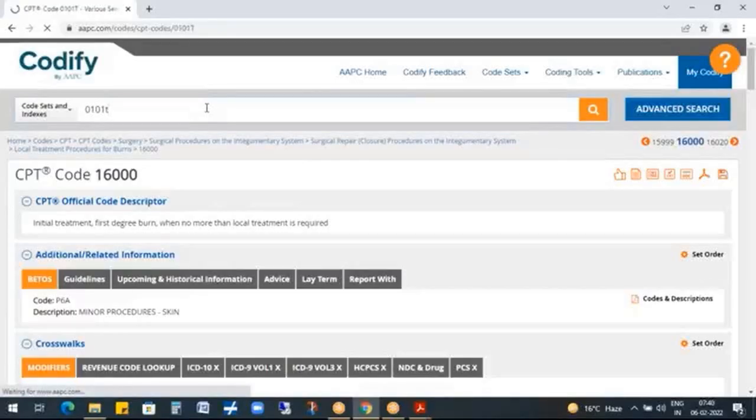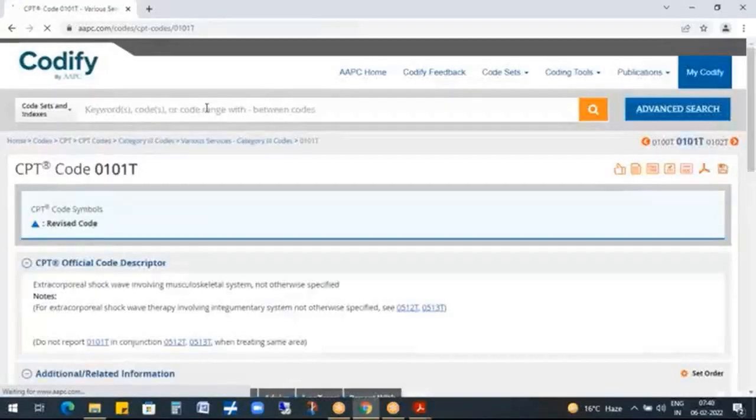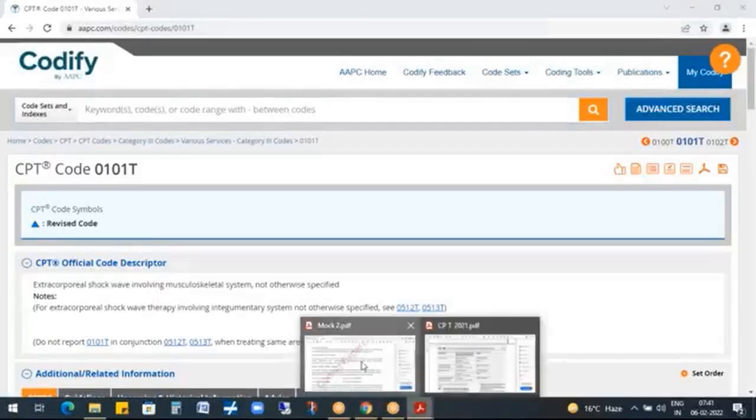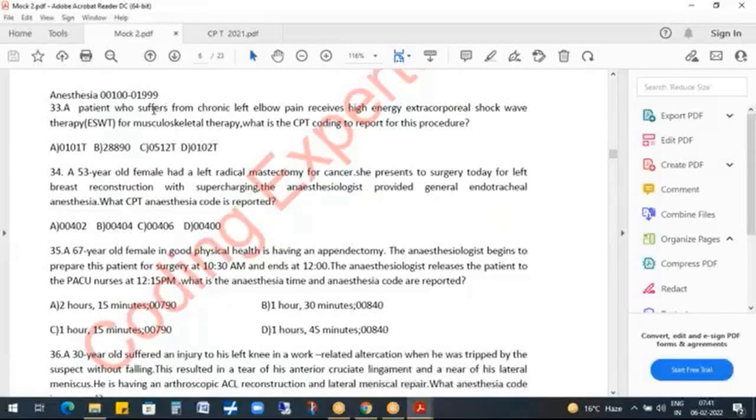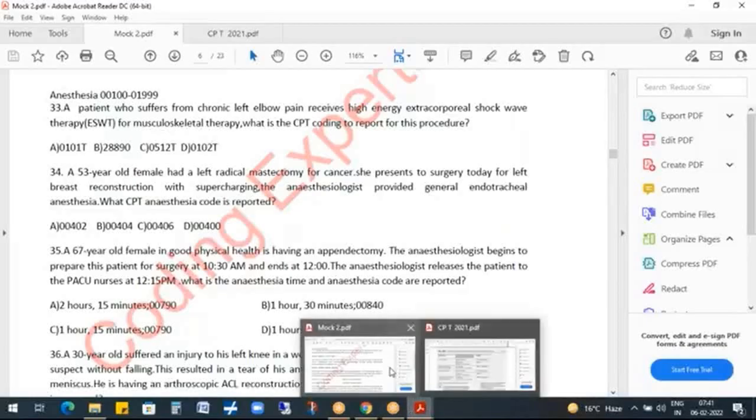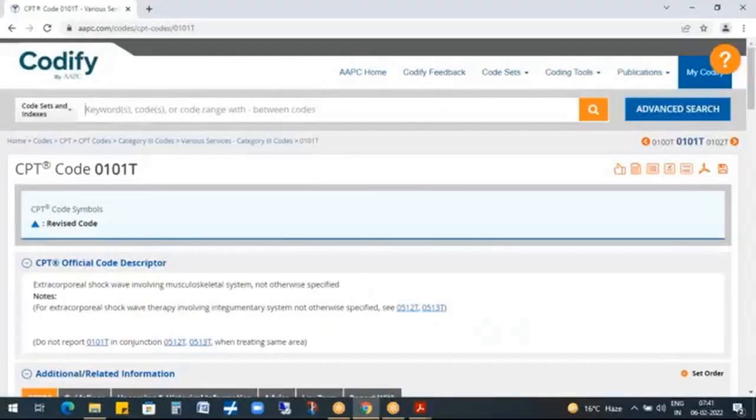It is category 3 codes, right? Now can you see what is the definition here? Extracorporeal shock wave involving musculoskeletal system, not otherwise specified. You can see the question is provided for musculoskeletal system. Extracorporeal shock wave therapy for musculoskeletal therapy. Okay, then we will see the next code also. What is the next code? Option B. 28890, sir.